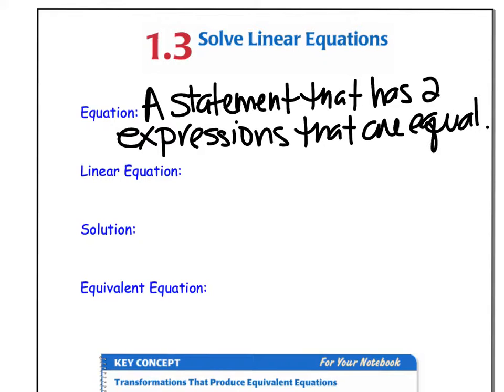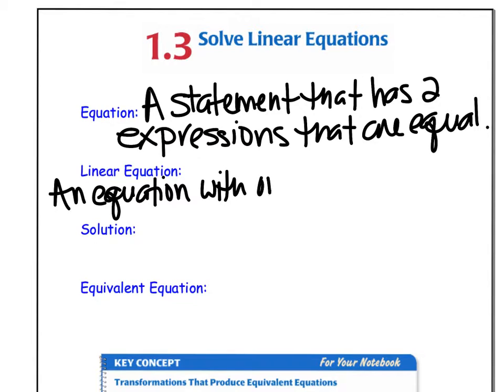A linear equation gets a little more specific. It has one variable that is to the first power, and it's an equation that can be written in the form ax plus b equals 0, and that might sound familiar. So it's an equation with one variable. Remember, when you graph it, you get a line. It's to the first power.